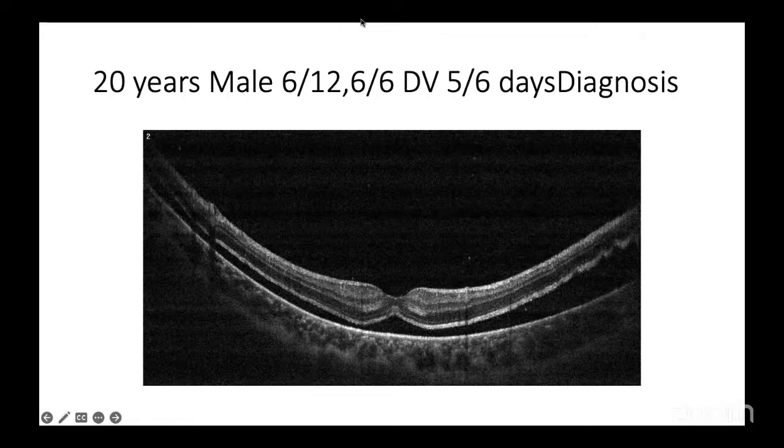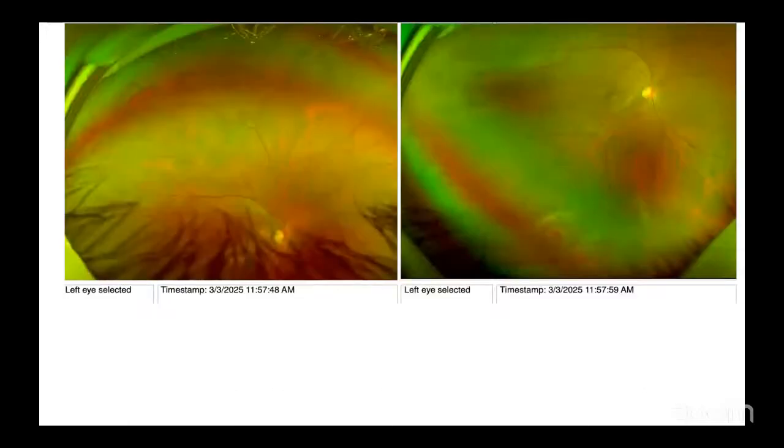I see there is an OCT picture showing sensory retinal detachment. Okay. And this is his Optos image. What do you see? I see an inferior break in the right eye. Yeah. So what is your management or treatment for this patient?